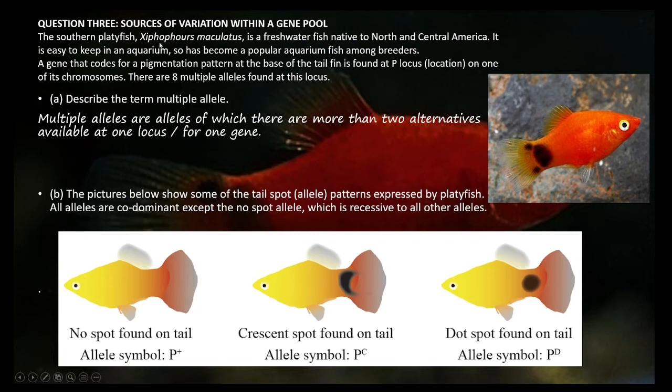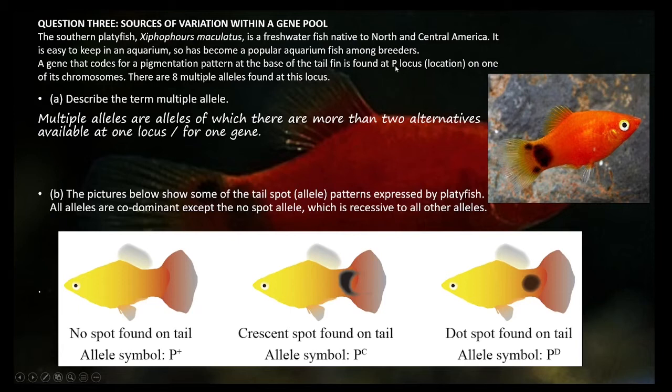Xiphophorus maculatus is a freshwater fish native to North and Central America. It is easy to keep in an aquarium, so it has become a popular aquarium fish amongst breeders. A gene that codes for the pigmentation pattern at the base of the tail fin is found at the P locus.